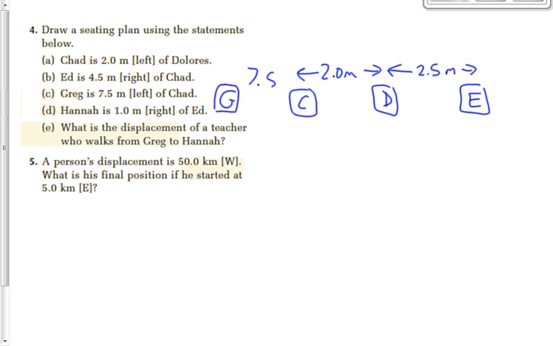Okay, what's the next one? Hannah is 1 meter to the right of Ed. Good. Is he right? How many people got the diagram that looks like this? Excellent. It doesn't seem crazy hard, hey? I know a lot of people were a little bit puzzled by it at first, but once you've seen it, once you've done it, it's not so bad. Thank you, Aiden. What's the displacement of a teacher who walks from Greg to Hannah now? From Greg to Hannah, all the way from here to here. What's the displacement?